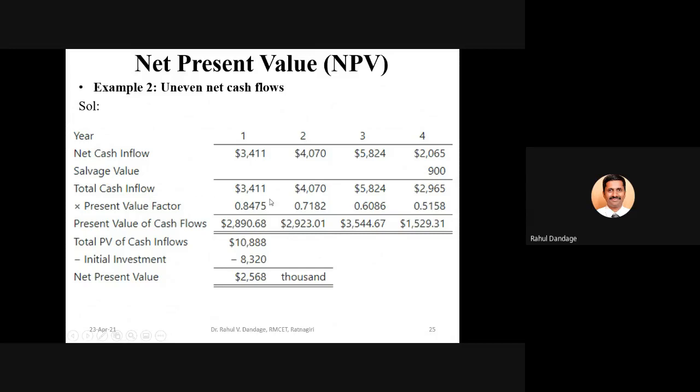So even though we have a problem which is for uneven net cash flow or for even cash flow, we can use the same logic what we are applying over here. So it is always better that you go for remembering one process, so that no need to go for remembering two different formulae, going for two different types of calculations.